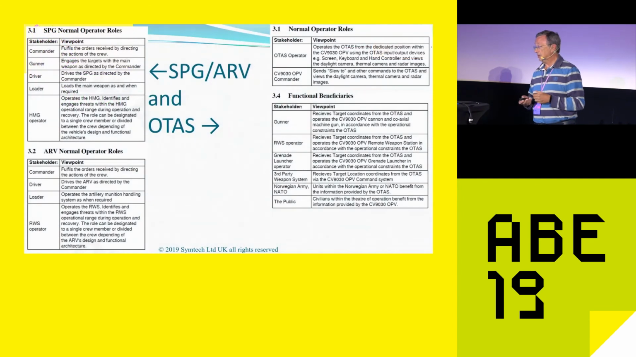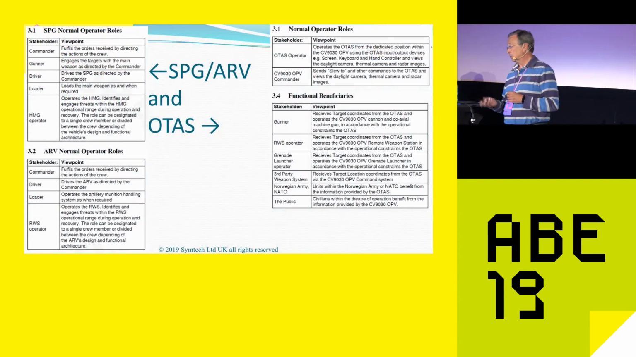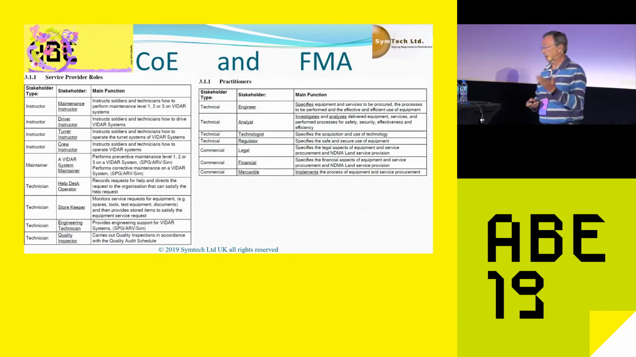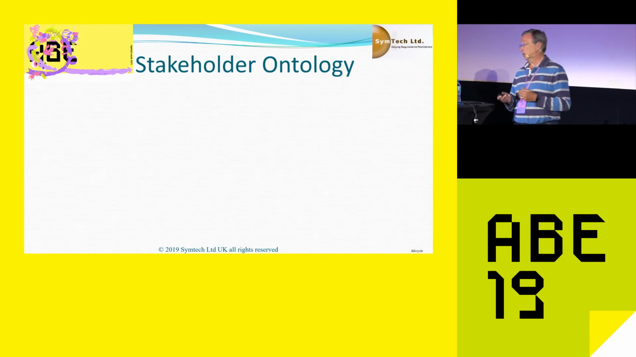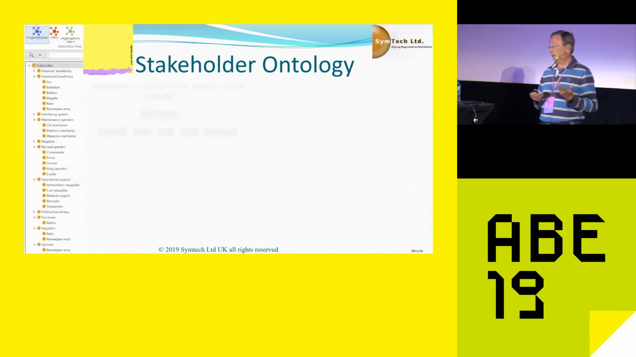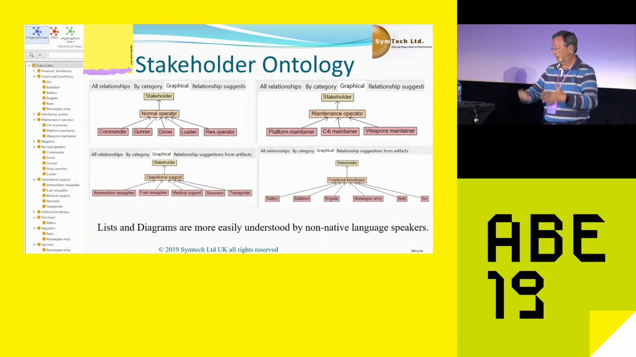You can document it as ordinary boring tables. You may want to give the stakeholder types as well. But I like to have a stakeholder ontology and actually draw relationships, basically hierarchical, going down the levels.